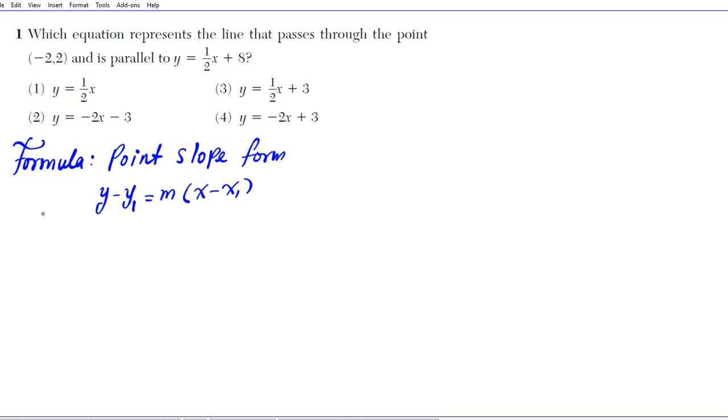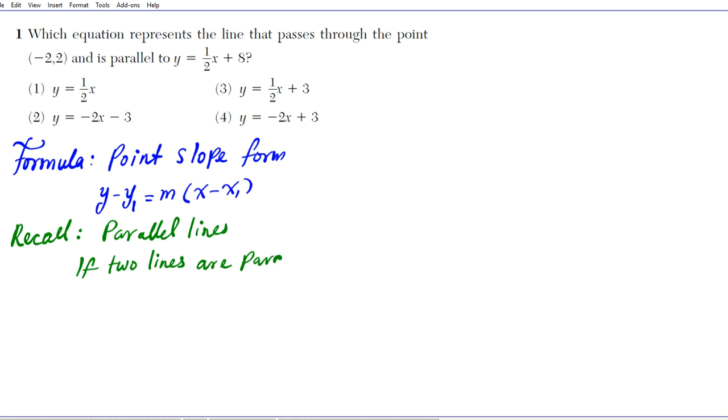Now there's something you want to keep in mind concerning parallel lines, the slope of parallel lines. So let's recollect the facts. Recall concerning parallel lines, what do we want to keep in mind? If two lines are parallel, then they have equal slopes. So that's something you want to keep in mind.